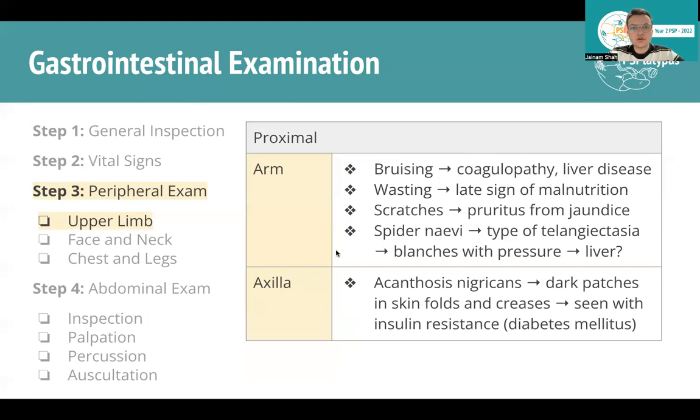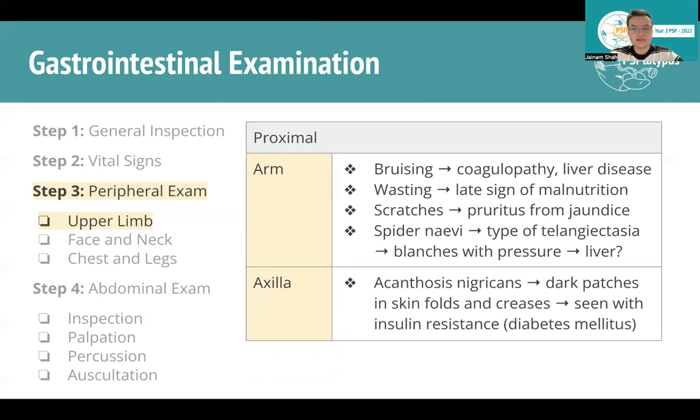When we get more proximally though, we're looking at the arms for just some general skin signs. So am I noticing any bruising, which could be a sign of underlying coagulopathies, which is slightly more relevant to heme. But if you think about it, the liver is actually responsible for creating a lot of these major clotting factors. So these coagulopathies could be secondary to liver disease.